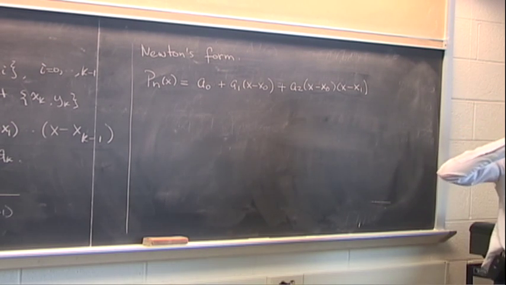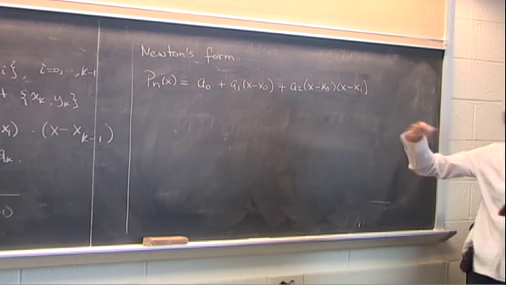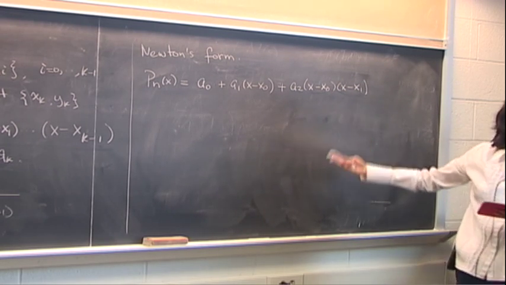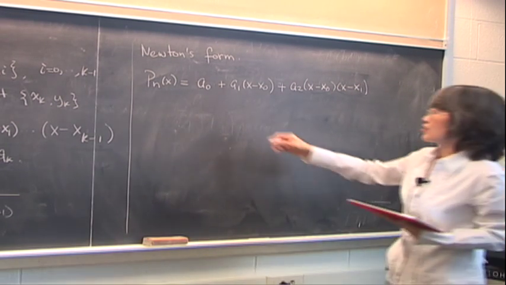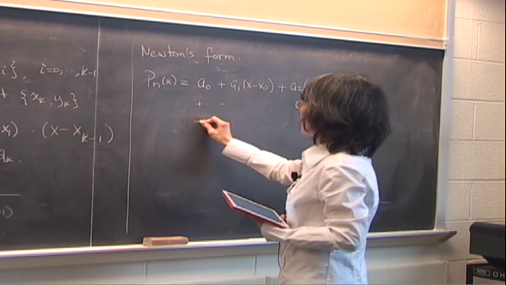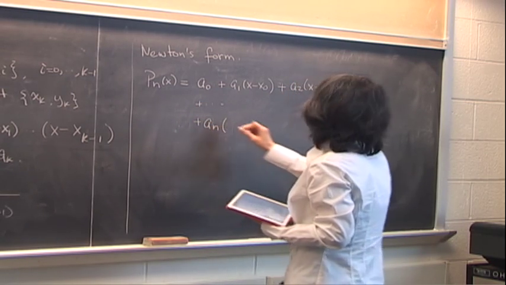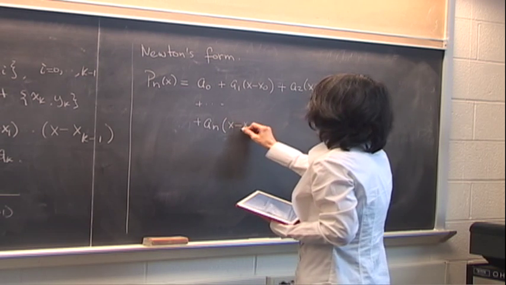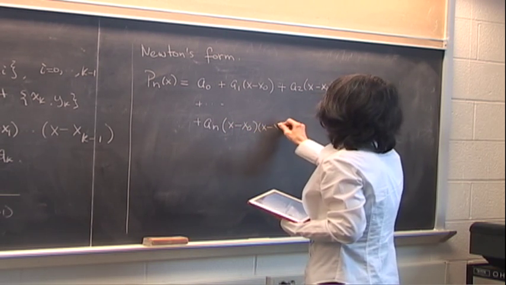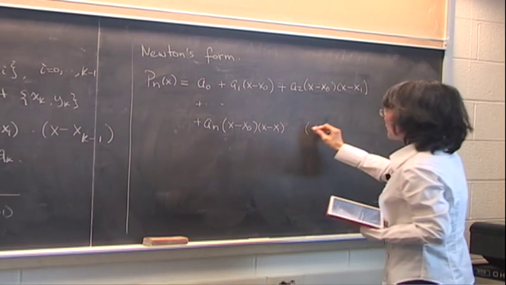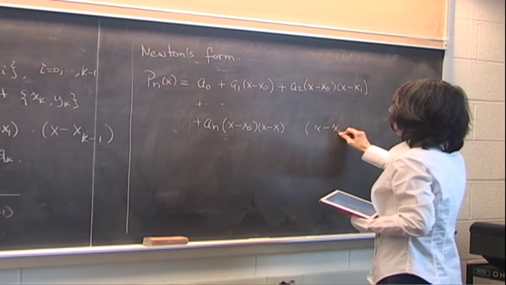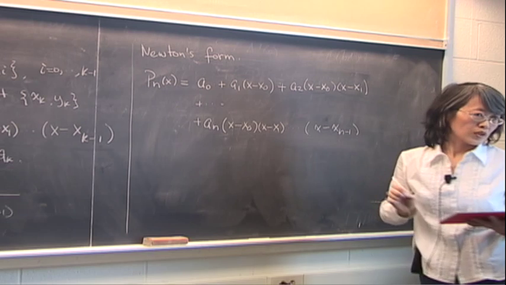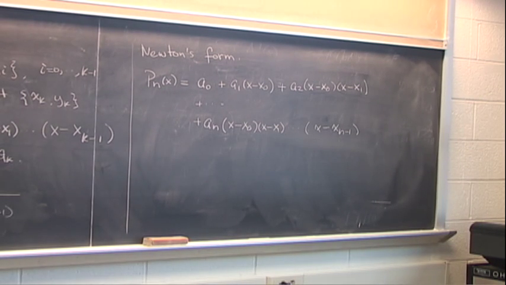Is the pattern clear? And then I keep going. I keep adding A3, A4, all the way to An. So you keep adding until you reach the last one, which will be An times x minus x0, x minus x1, dot dot dot, all the way to x minus x_{n-1}. Okay, and that will be your polynomial, provided you have all these Ai's computed.